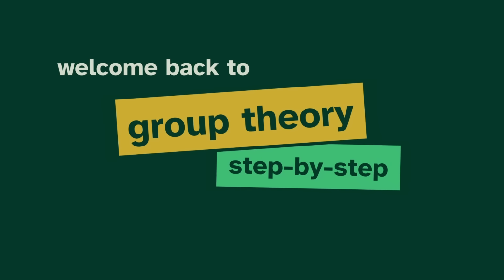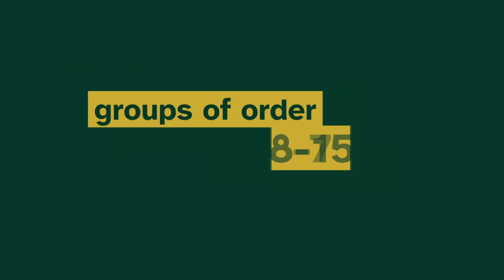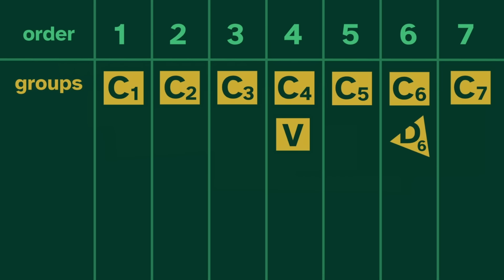Step by step. In this episode, we'll look at the groups of order 8 through 15. That's just a hyphen. Then let's start with order 8. And to help us, let's recap the last video. Here are the groups of order 1 through 7.